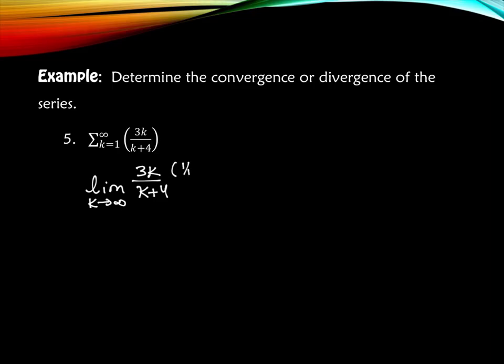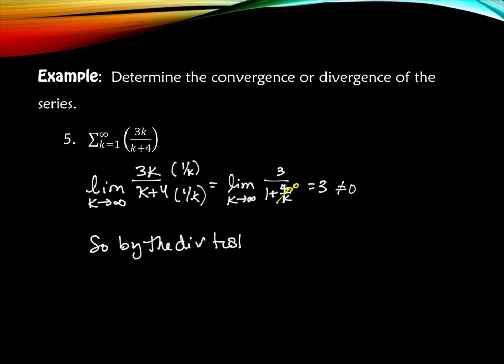It's 3. We multiply this by 1 over k, like this. This gives me the limit as k goes to infinity of 3 over 1 plus 4 over k. The 4 over k part goes to 0. So this limit is 3. What does that tell you about the series? It diverges. In other words, 3 is not 0. I know that's probably the most exciting thing you've heard today. 3 is not 0. So by the divergence test, the summation from k equals 1 to infinity of 3k over k plus 4 diverges.